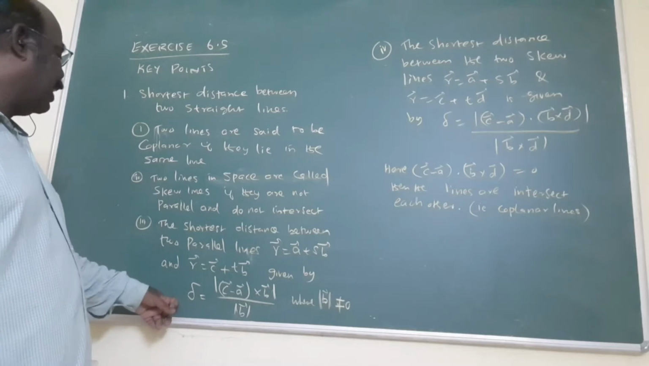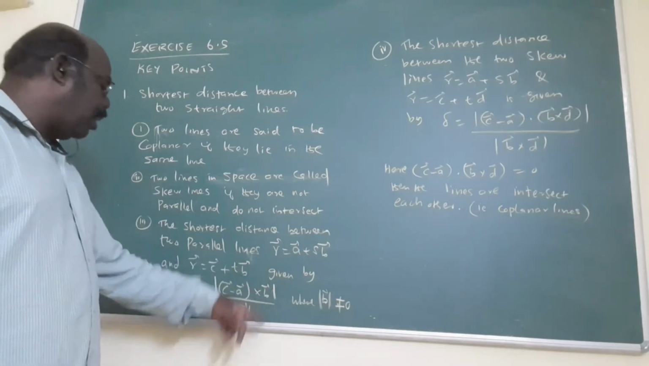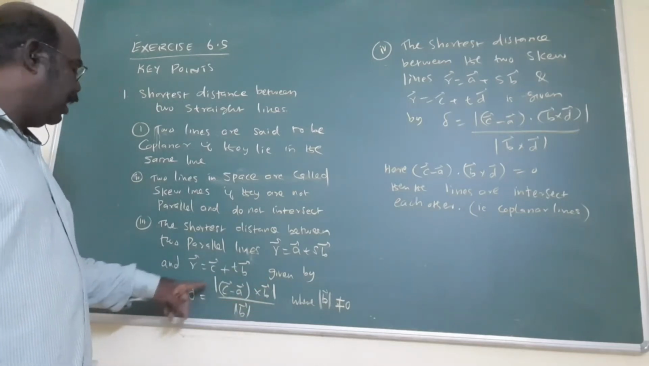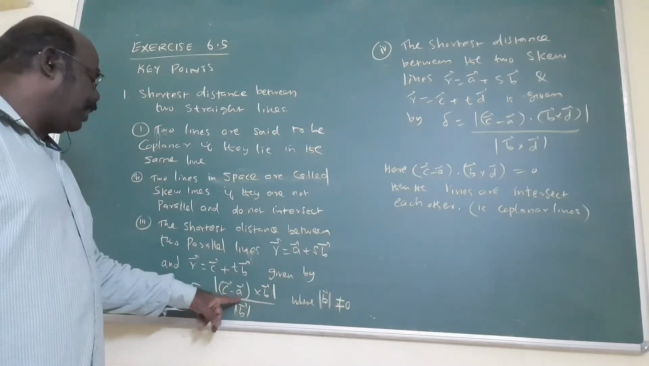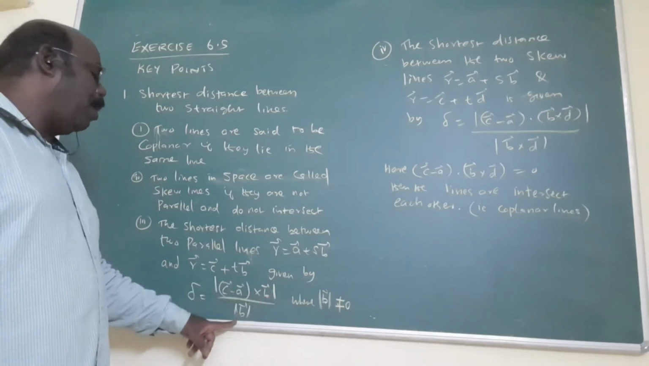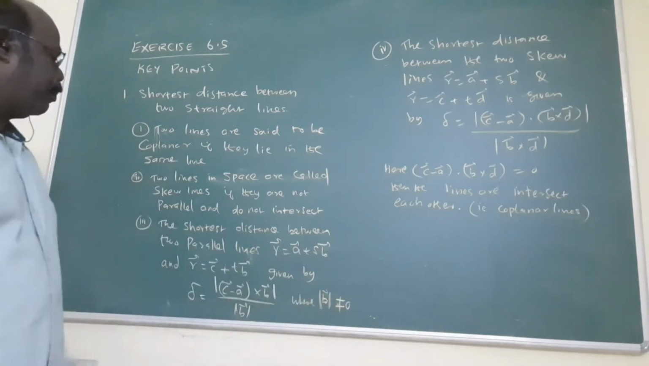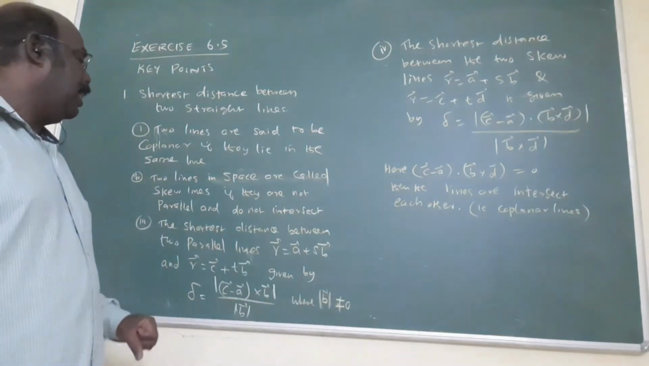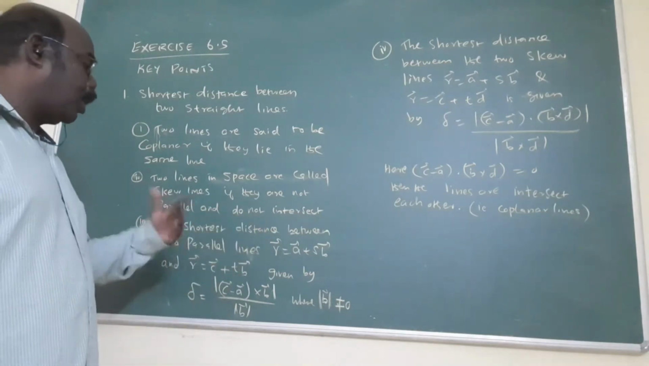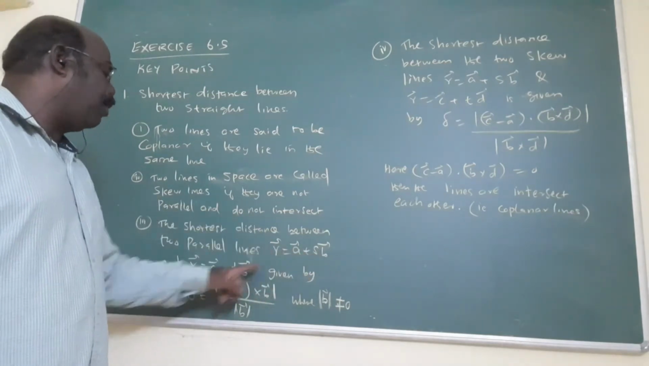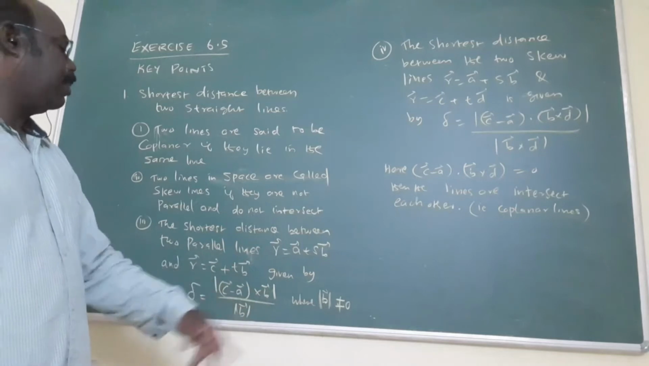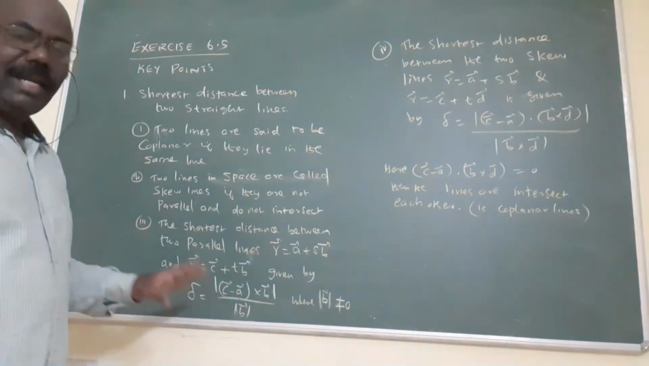Therefore, the shortest distance between the two parallel lines is delta equals modulus of (c vector minus a vector) cross b vector, divided by modulus of b vector. Modulus of b vector is always not equal to zero, that's understood. Refer to the question to see whether it is parallel or skew lines. If the two vectors are different from one another, that is called skew lines. The same vector means parallel.